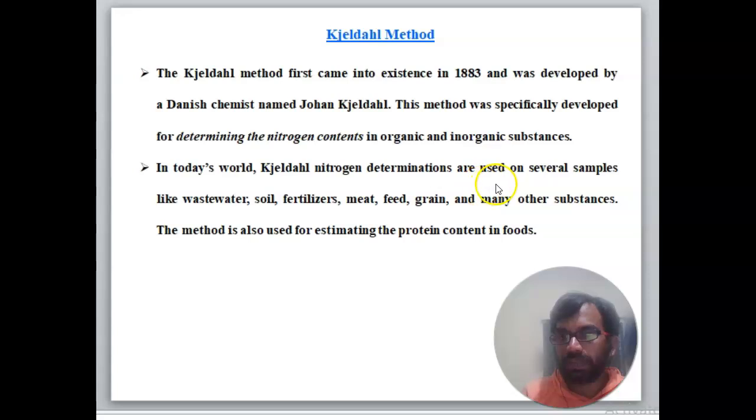So nowadays, Kjeldahl method nitrogen determination is used in several samples like wastewater, soil, fertilizer, meat, feed, grains and many other substances. Nowadays they are using the Kjeldahl method for estimation of protein. This method is specially used for the estimation of protein content in food.